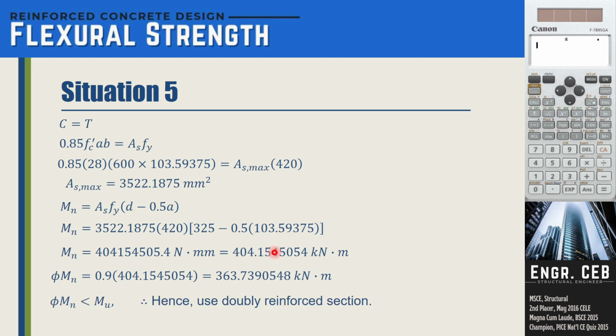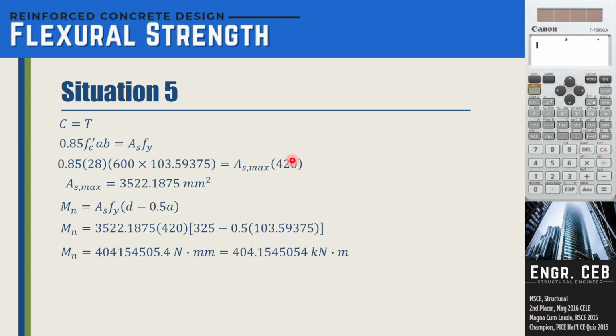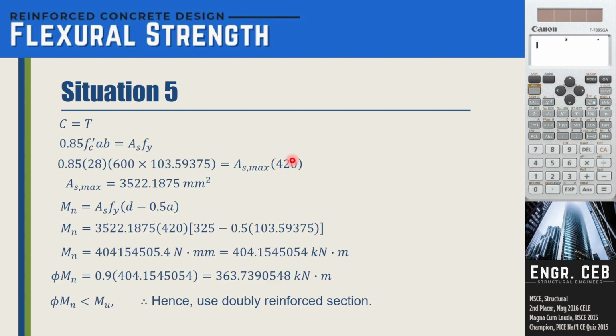As you can see, this is the maximum moment that can be resisted by a singly reinforced section. And take note, the factored moment that needs to be resisted in the problem is 540. So it means that it is not enough to use a singly reinforced section, because a singly reinforced section can only carry 363, while the moment to be resisted is 540. So it means that we have to use a doubly reinforced section.